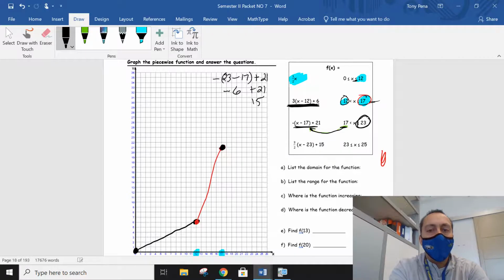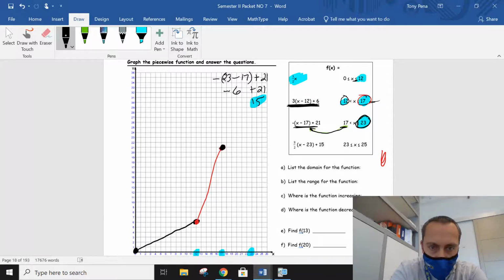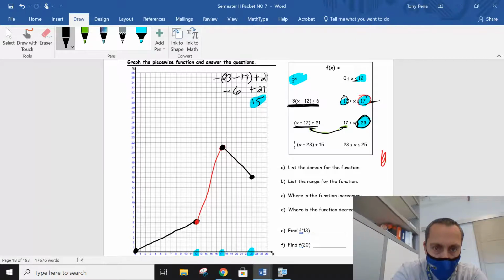So what that now means, plot the point when we had the x value of 23. So go to your x-axis at 23. We're plotting the point at 15. All right, so 23, 15 should be right here. Connect that, and then that's our third one.